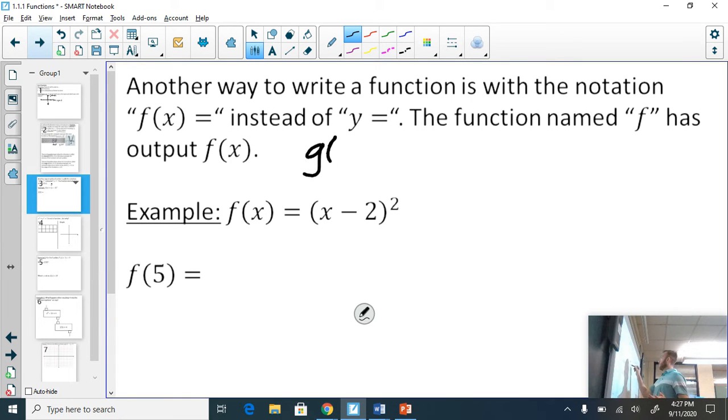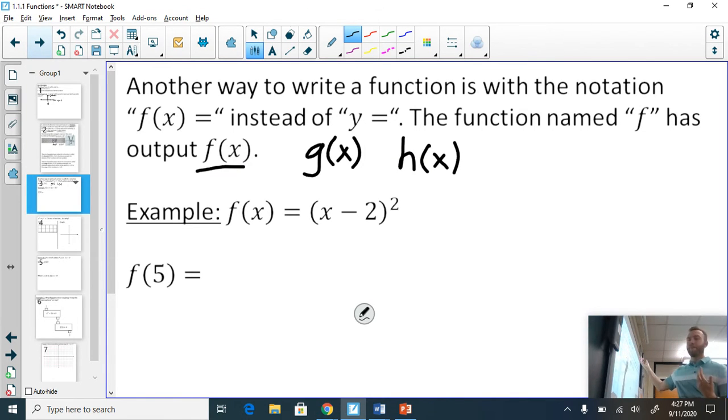It could be g of x or h of x. But if we have the option to, we usually just write f of x because f for function is just a little easier. But if you start dealing with multiple functions and you have to name them different things because they're not the same, then that's when we start using g of x and h of x. But we'll get to that later.